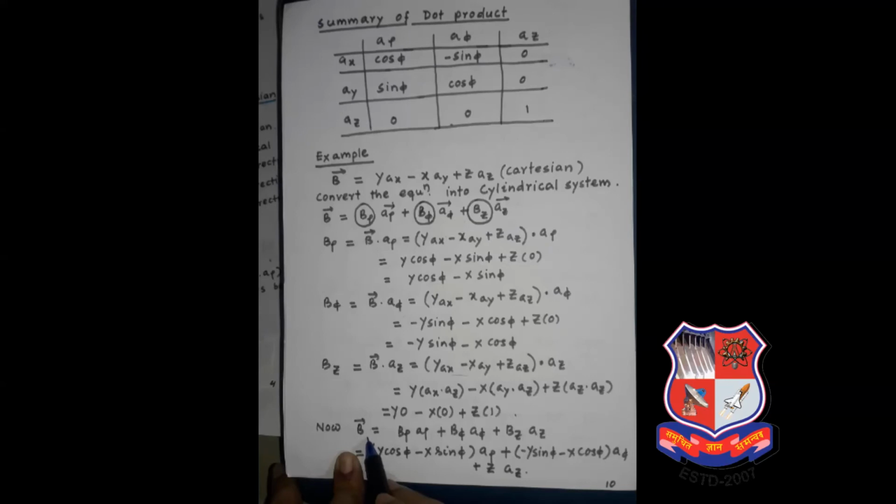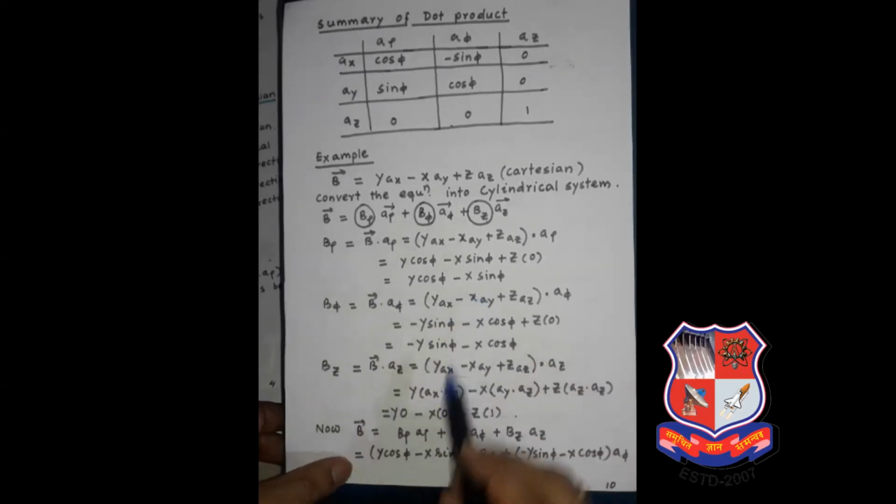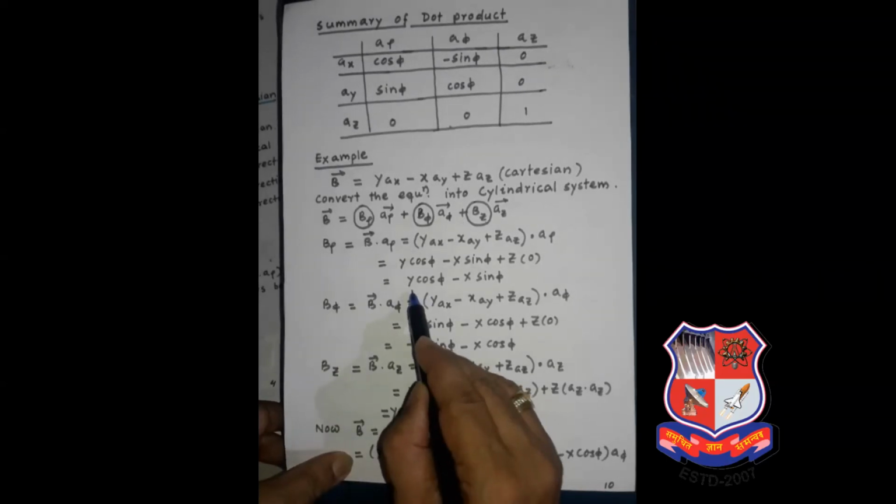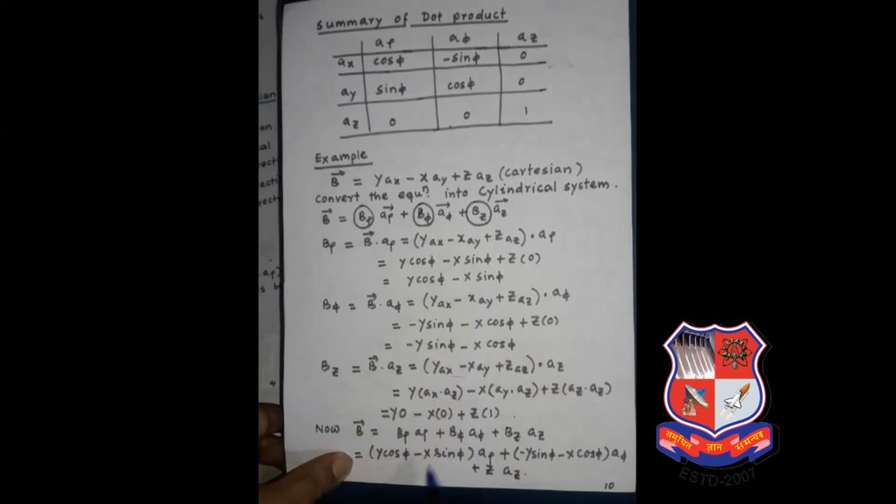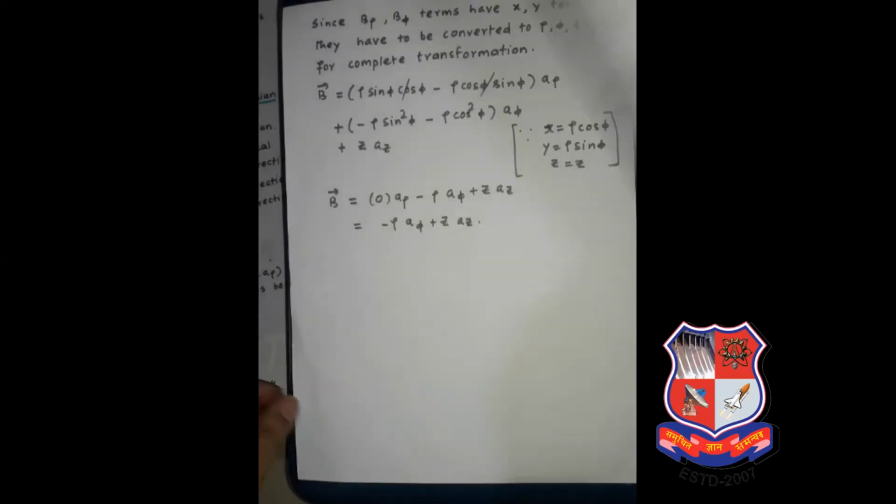So now b is equal to b rho a rho plus b phi a phi plus bz az. Now take the components which we already found. In place of b rho we have y cos phi minus x sin phi a rho, plus b phi, minus y sin phi minus x cos phi a phi, plus z az. But here, as I said before, you have x and y terms. So this has to be converted into your rho, phi, z.